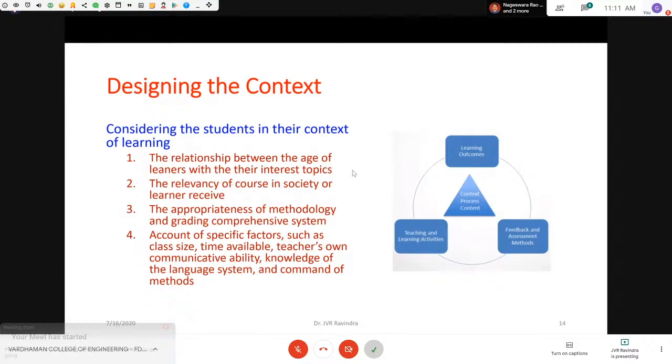If they don't understand it, that's what I call context, process, content. Whatever content you have must be contextual, and it has certain things. The first thing is teaching and learning activities, then learning outcomes, and the last one is feedback and assessment methods. This is where I would like to talk about one important point: teaching material versus learning material.